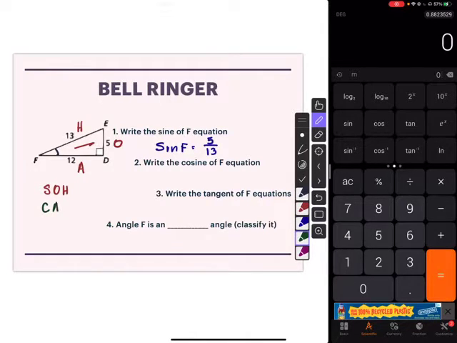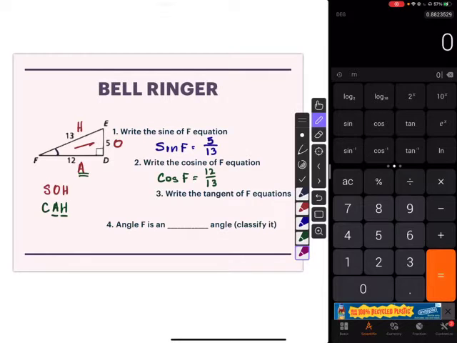Cos, CAH: cosine equals adjacent over hypotenuse. So we'll go cosine F equals the adjacent side here, which is 12, over the hypotenuse again, which is 13.